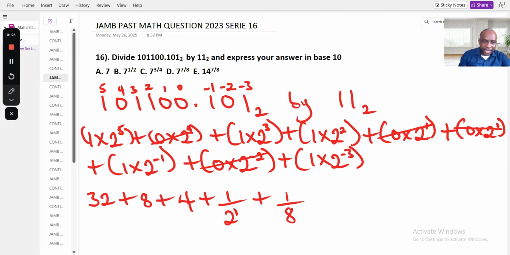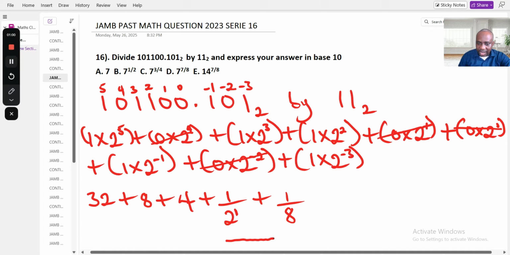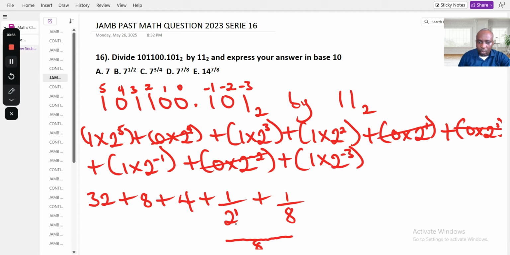The next thing we are going to do is to add up all of these. If we add this up, 32 plus 8 plus 4: 32 plus 8 is 40, plus 4 is 44. Now we have 1 over 2 plus 1 over 8. We will look for the LCM. What is the LCM between 2 and 8? It is 8. How many 2s can we see in 8? 4. 4 times 1, 4. How many 8s can we see in 8? 1. 1 times 1, 1. Therefore, we have 5 over 8 here.